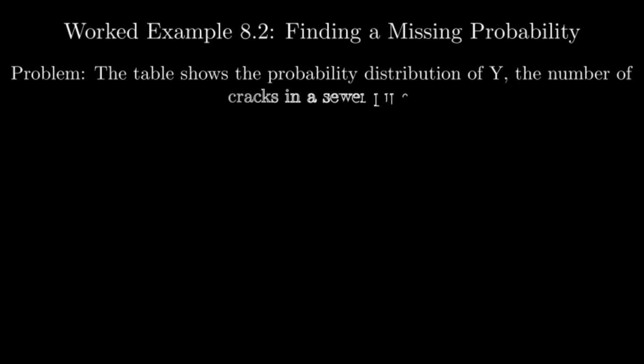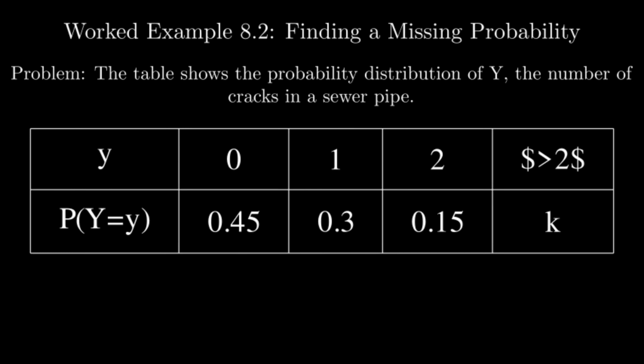Now let's look at another example that shows how we can use that key property that all probabilities must sum to 1. Here we have a probability distribution for a random variable y, which represents the number of cracks found in a 1-kilometer region of sewer pipe.